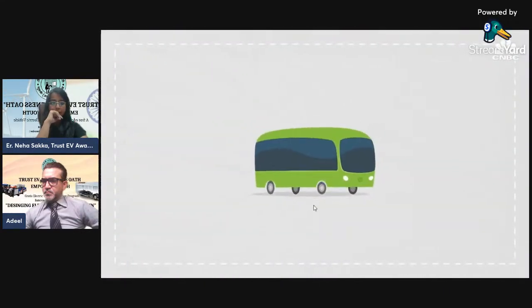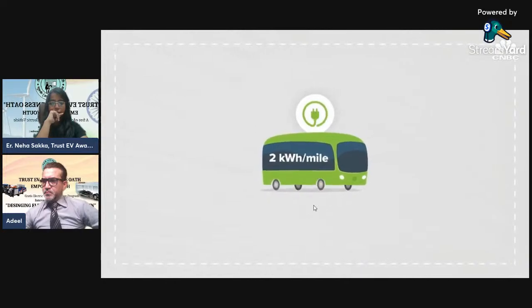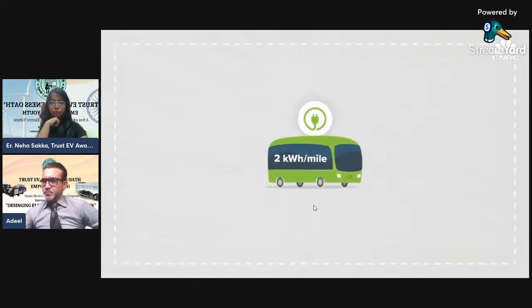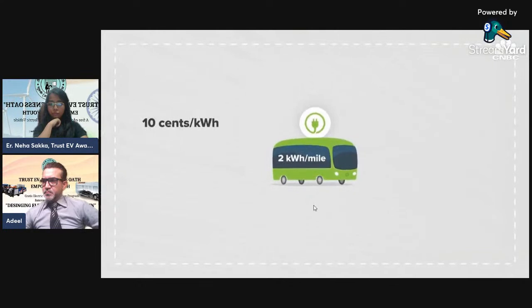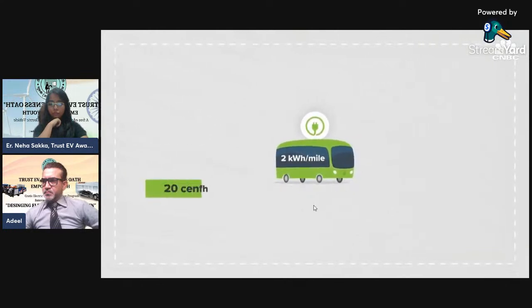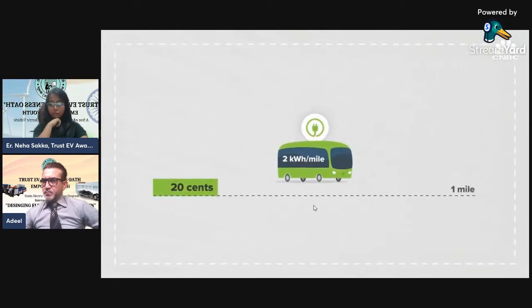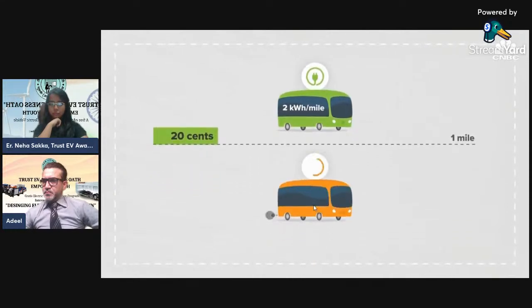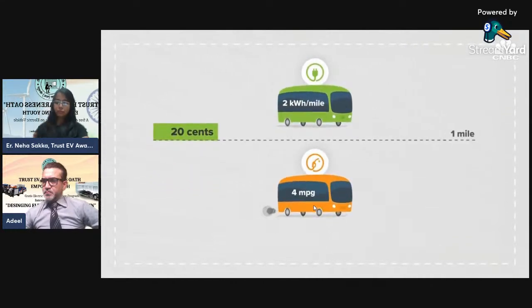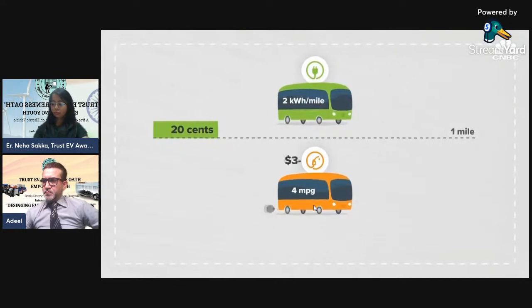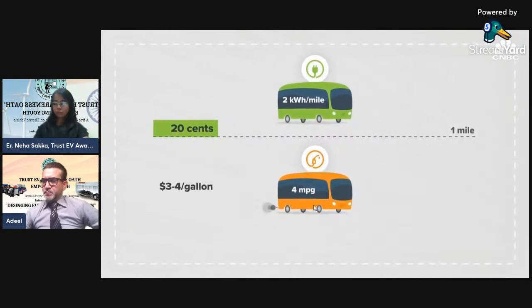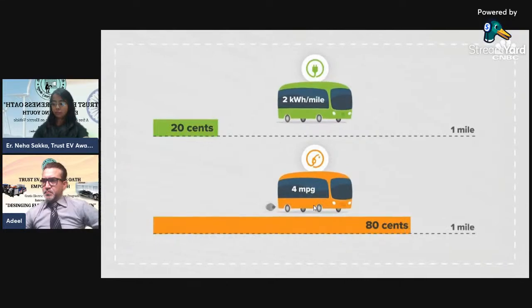Our buses use around 2 kilowatt hours of electricity per mile. And if you take the average price of electricity in the US, that's about 10 cents a kilowatt hour. So you need 20 cents of electricity to move our bus 1 mile. Diesel buses, they only get 4 miles to the gallon, and that's on a good day. So if you take today's diesel prices in California, you're probably burning 80 cents of diesel fuel per mile that you drive.